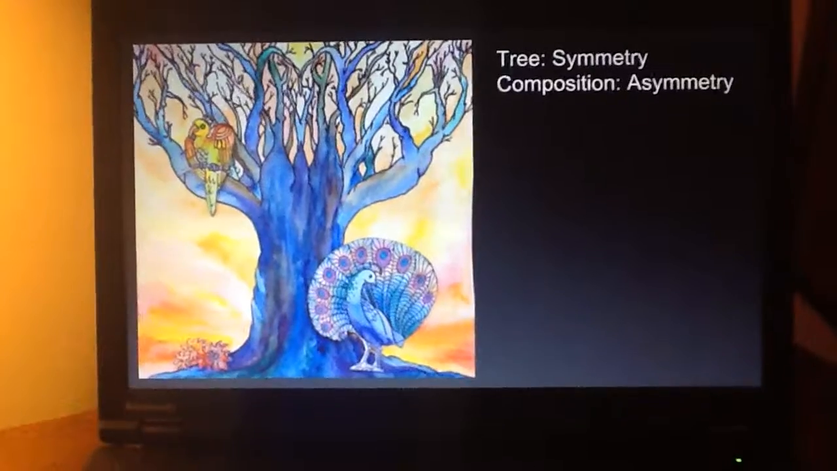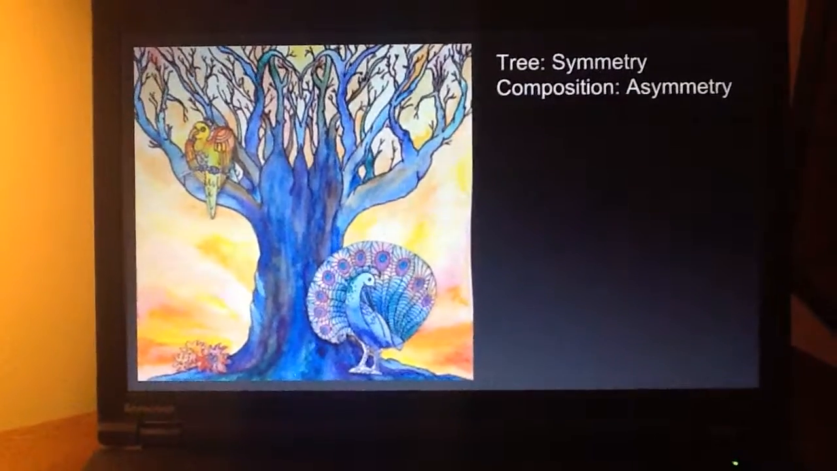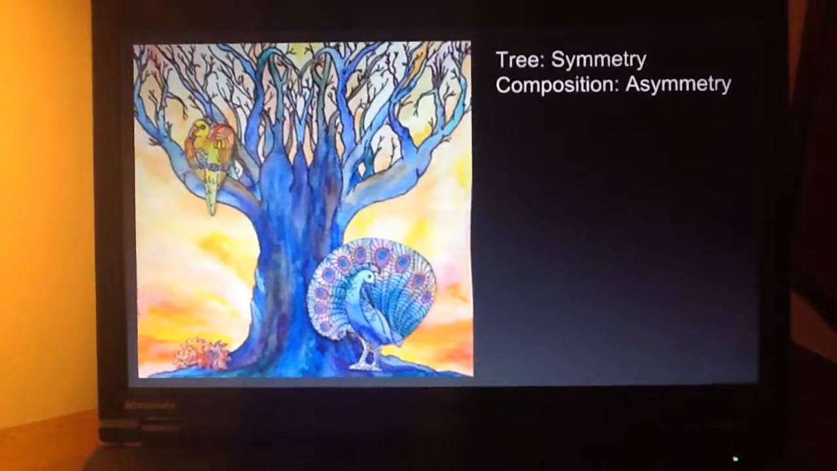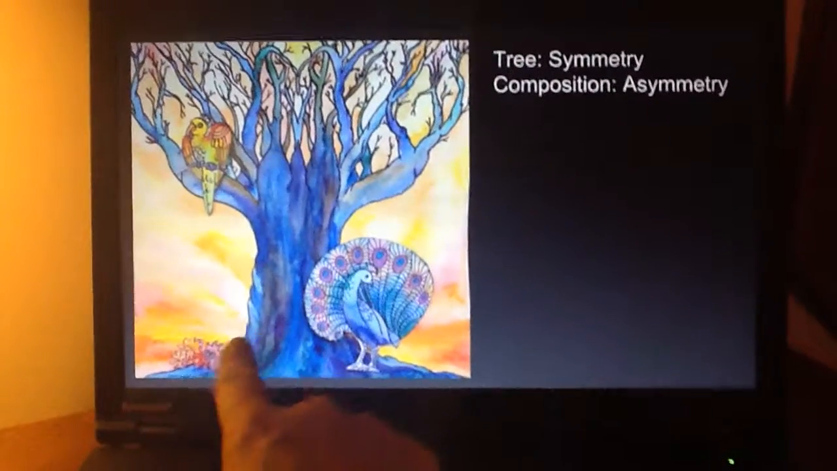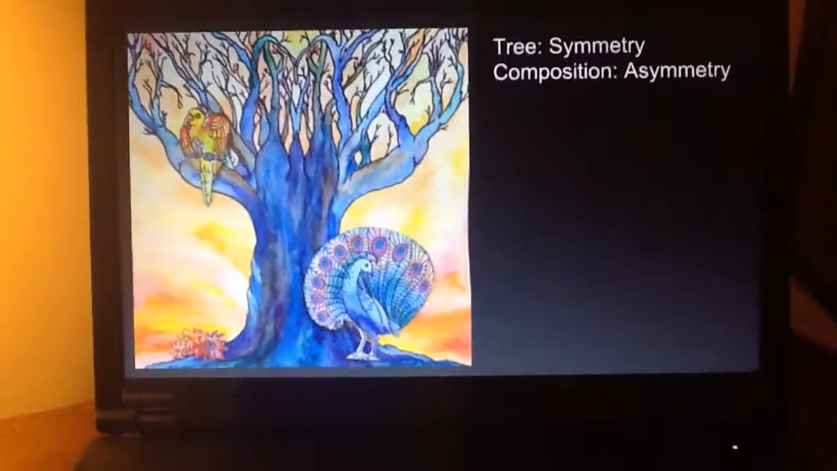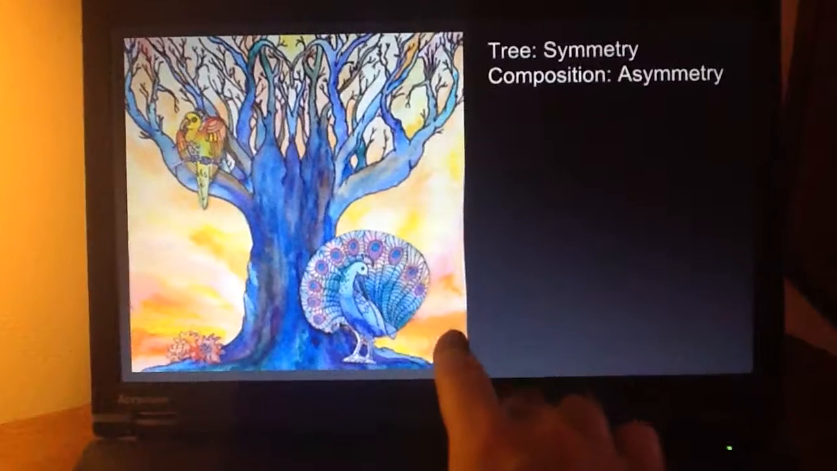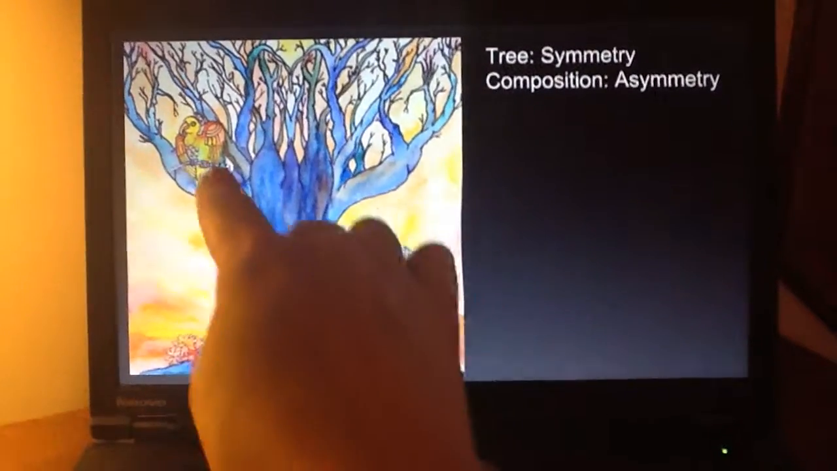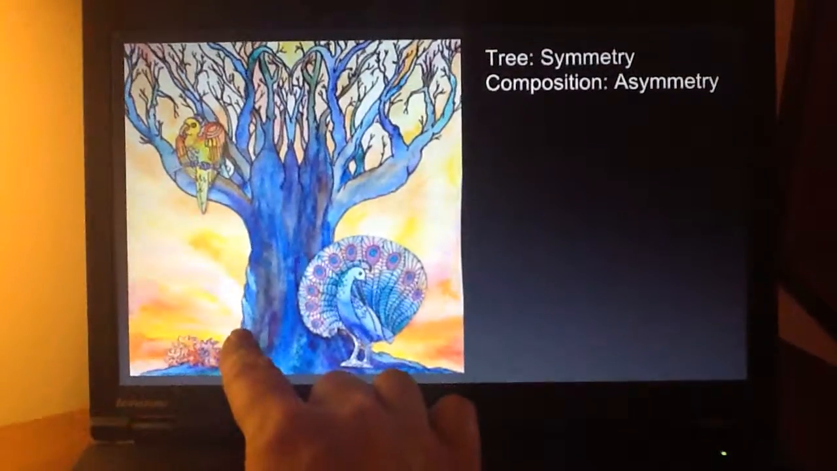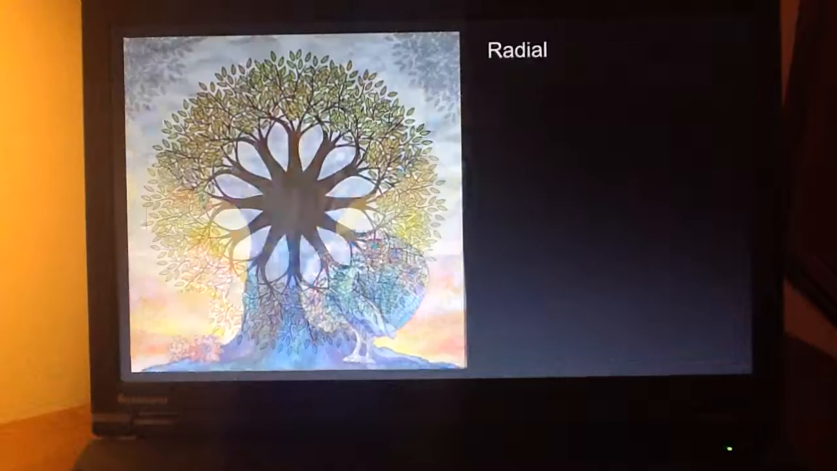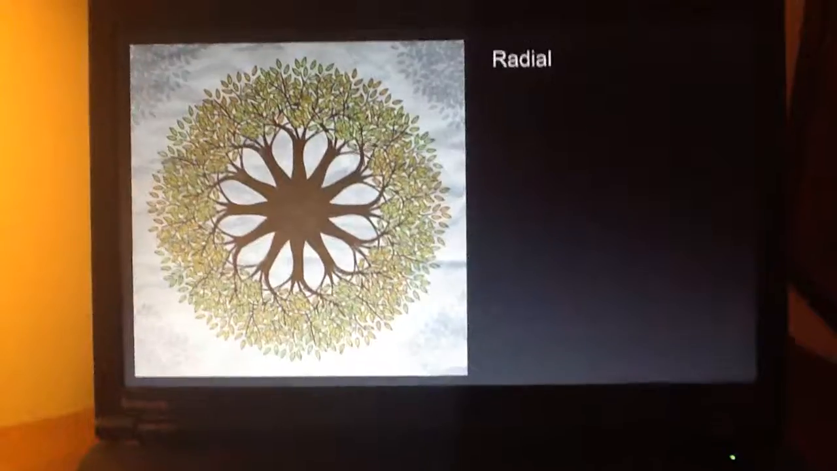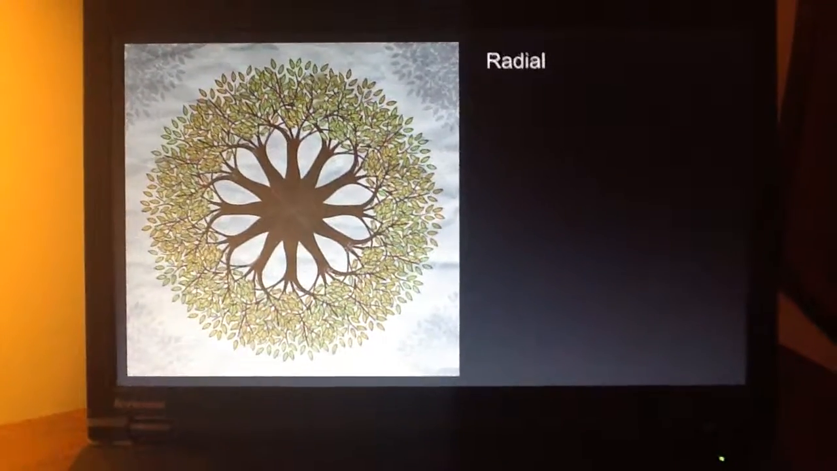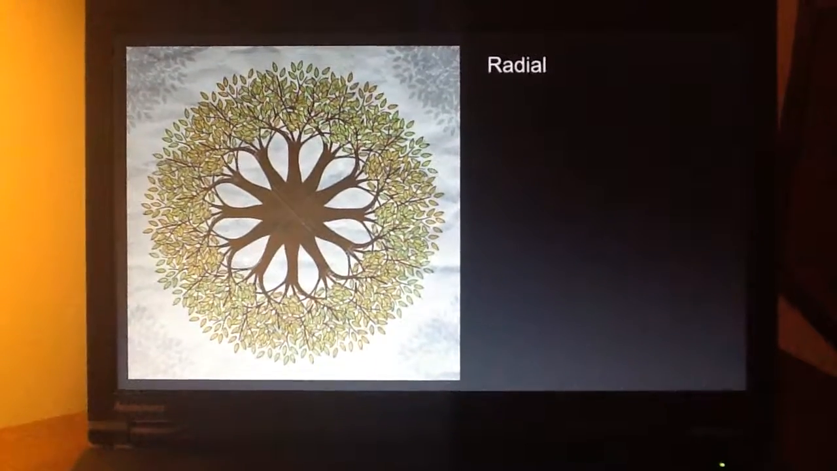This is an interesting piece where the tree itself is symmetrical. However, because of the way the birds and the flowers down at the bottom have been added, it is asymmetrical. So the tree is symmetry, but then you have this one large dominant object here, counterbalanced by this and this. And finally, we have multiple trees used to make a radial balance.